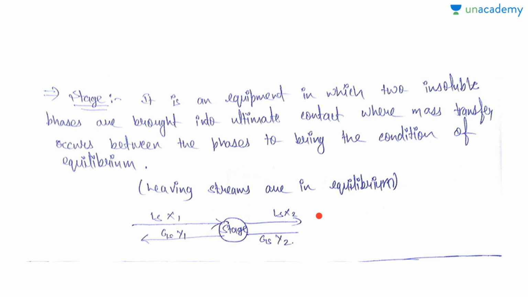Now always remember that from Henry's law you will have data like y equals mx. When you have y equals mx, you can directly apply it for the leaving streams. That means it will become y1 equals mx2, and so on, because the leaving streams must be in equilibrium. That means the equilibrium data is applicable for the leaving streams.